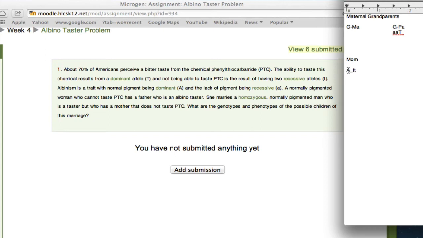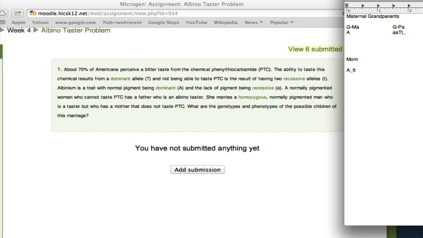Anyway, if her genotype has a big A in it, she has to get it from one of her other parents because grandpa doesn't have one to give. So grandma over here has to have a big A somewhere. And something else we need to look at too is we know that she has two little t's. She's a non-taster. So dad has a big T. If she has two little t's, then we know one of them has to come from dad because we get one of our genes from mom, one of our genes from dad.